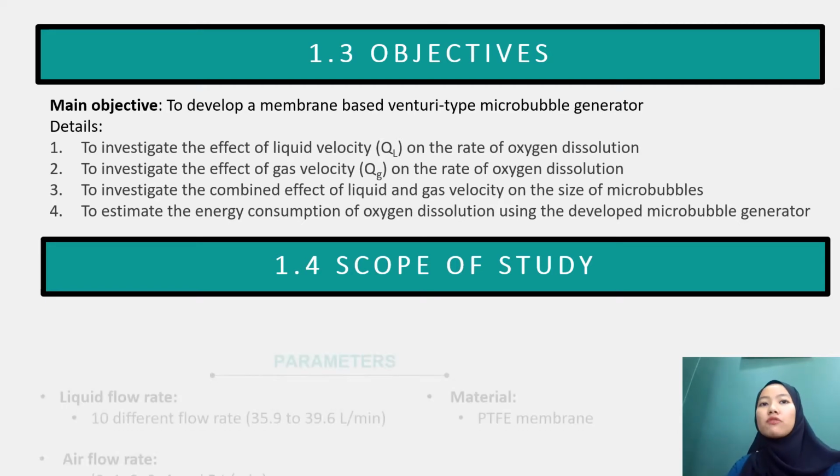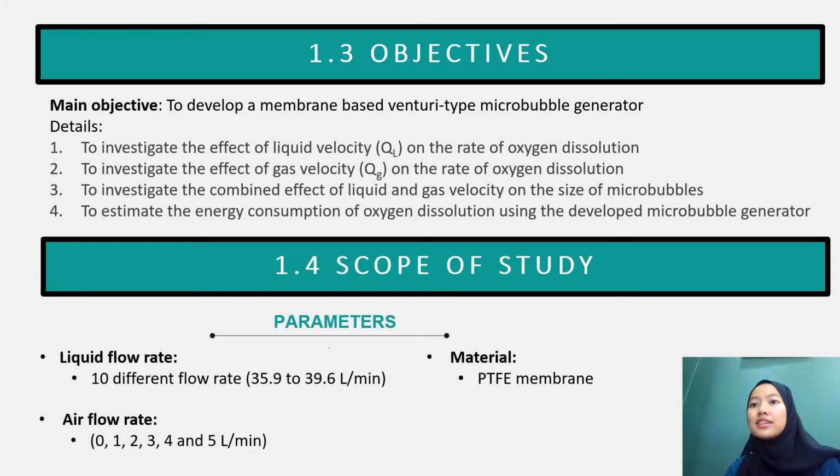So what is the scope of study in our experiment? Number one, we are going to vary the liquid flow rate at 10 different flow rates, from 35.9 to 39.6 liters per minute. The second is the air flow rate, 0 to 5 liters per minute. And the material that we are going to use is the PTFE membrane. Now moving on to the next section.